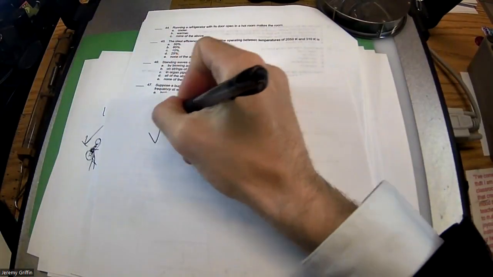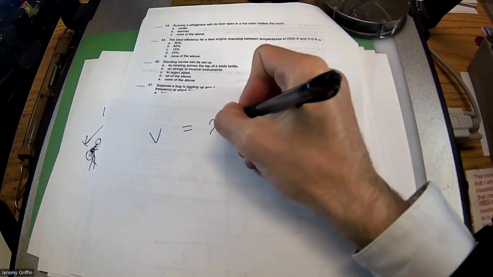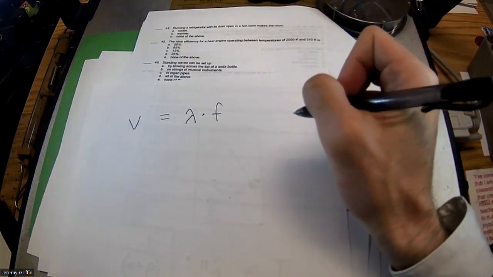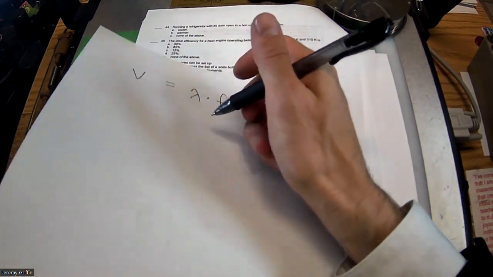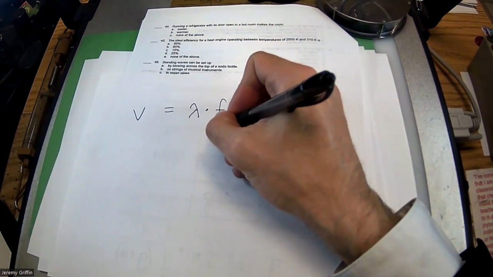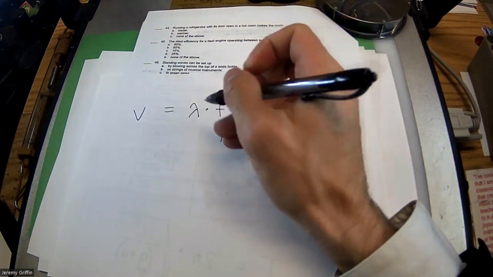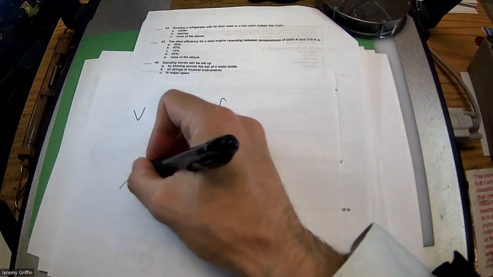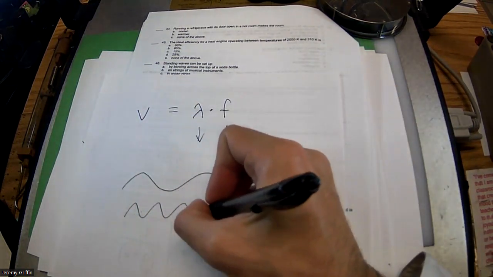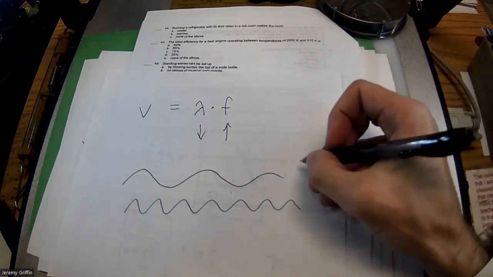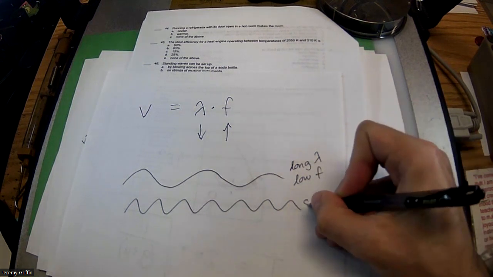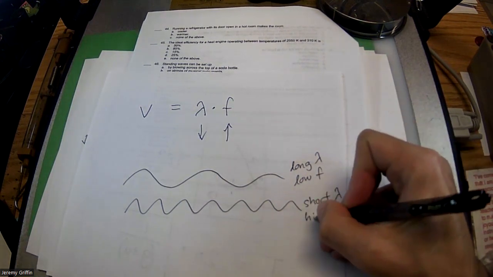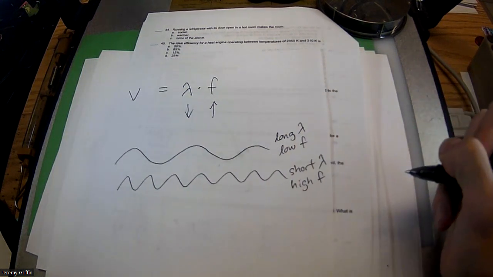A sound wave that has a higher frequency has a wavelength that is shorter. The speed of a wave is equal to wavelength times frequency. A sound wave travels about 340 meters per second through air. So if you turn up the frequency, what has to happen to the wavelength? It gets shorter. Compare this wave, with a long wavelength and a low frequency, to this wave, with a short wavelength and a high frequency. You see that inverse relationship?